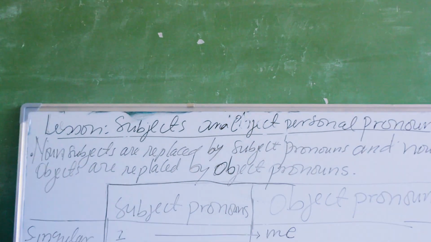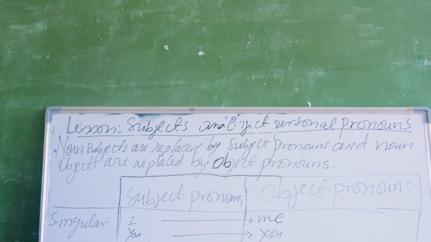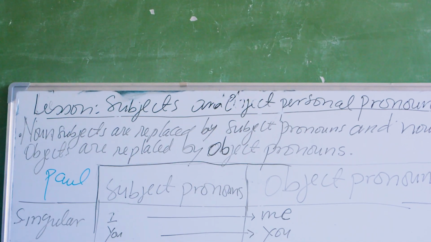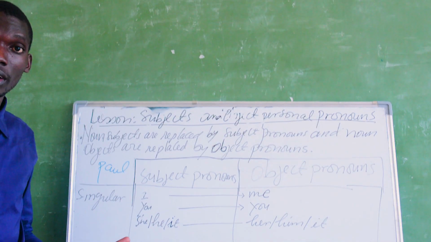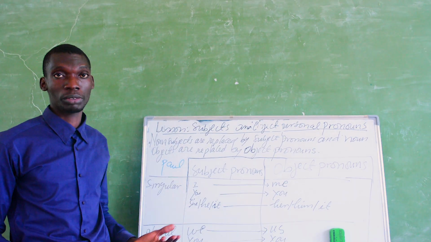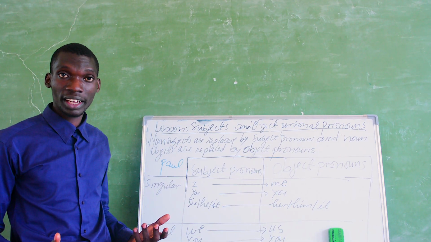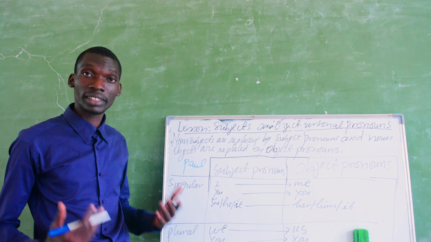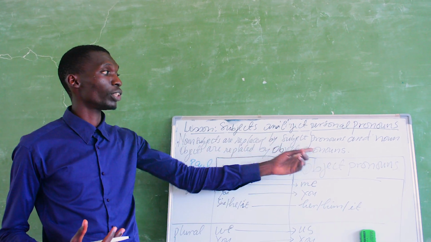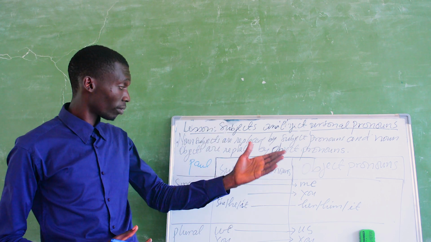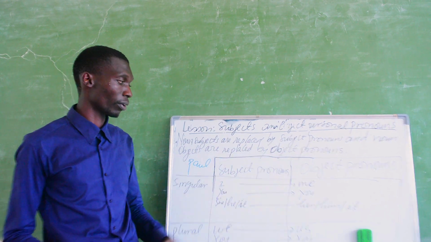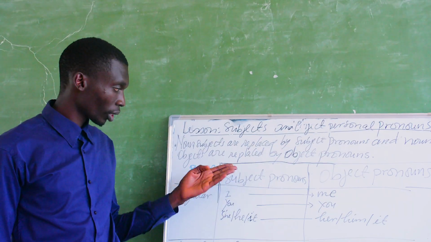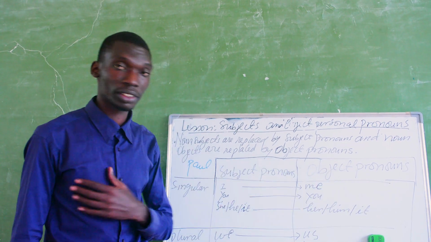We can say subject or noun subject. For example, if I say Paul, Paul is a noun subject. Alex is a noun subject. Olivier is a noun subject. Are we together? So, noun subjects are replaced by subject pronouns, and noun objects are replaced by object pronouns. As you can see in this chart, we have subject pronouns and then object pronouns. Is that understood?